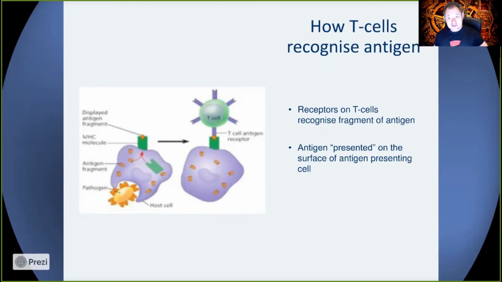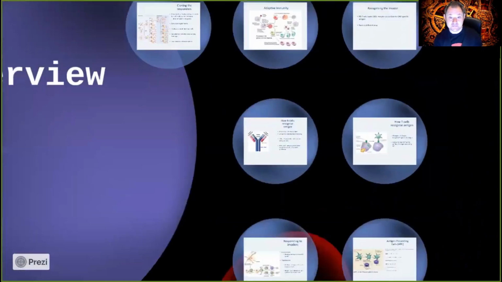So the cell has taken in the microbe, it has broken it down. Antigen is then presented on the surface of the cell, displayed in a complex known as the major histocompatibility complex. And then a passing T cell that has the right receptor will bind to the antigen that is displayed by the antigen presenting cell and therefore become activated.